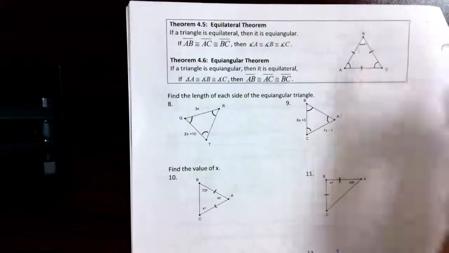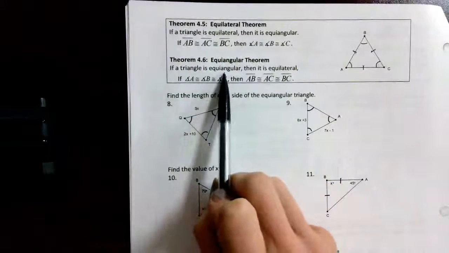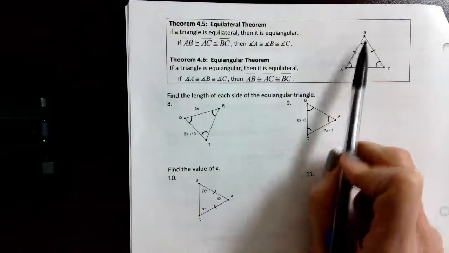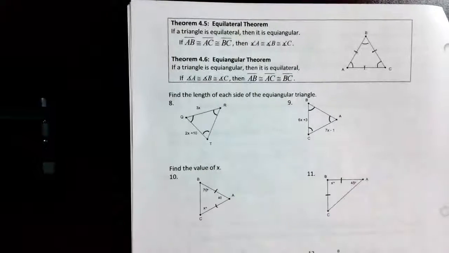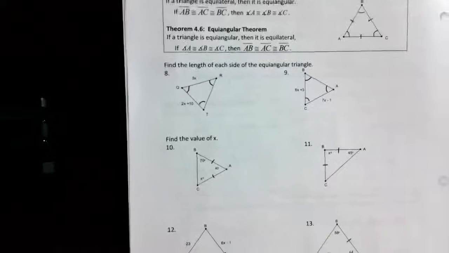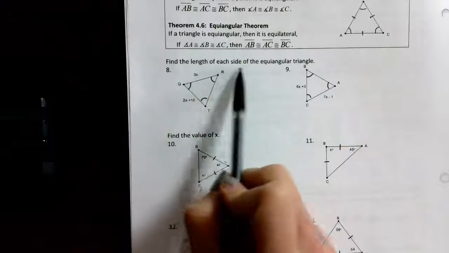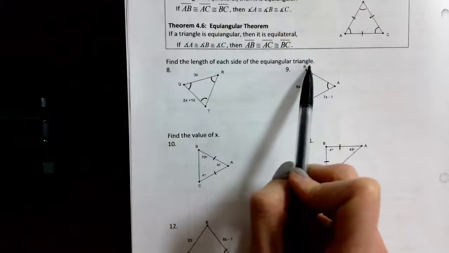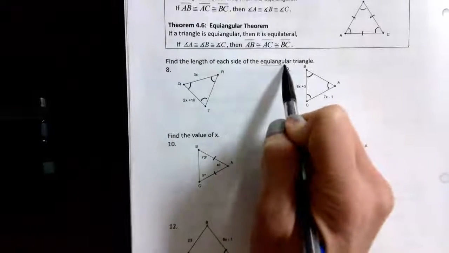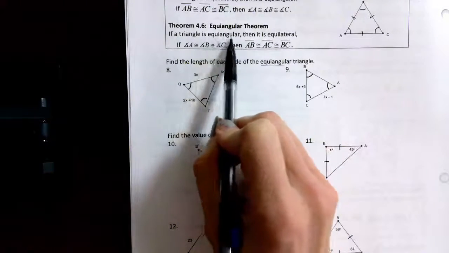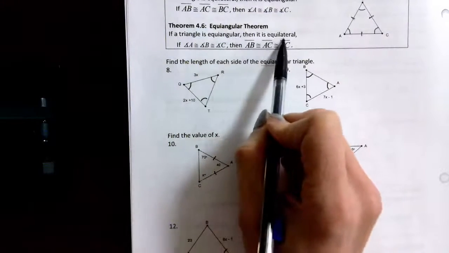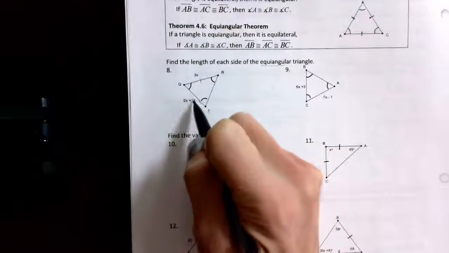Okay, it works the other direction as well. If I see a triangle has 3 congruent angles, I can assume that it's going to be equilateral. So if we use those ideas here, it says find the length of each side of the equiangular triangle. Now, this is telling me the angles are congruent, but what we learned here is if it's equiangular, then it's also equilateral. So I can mark these 3 sides congruent.